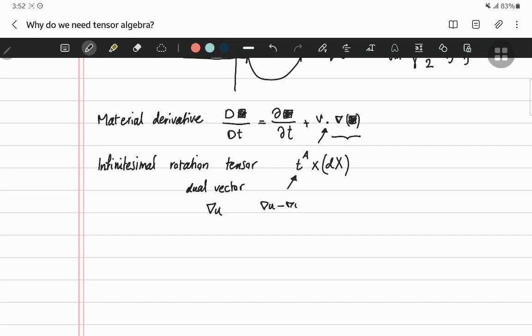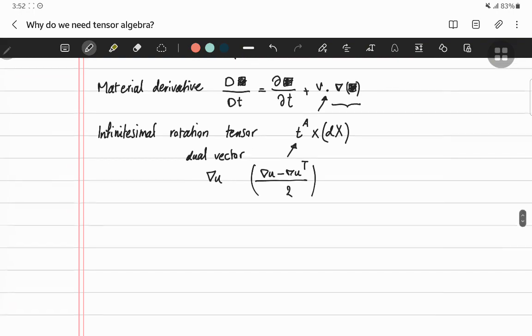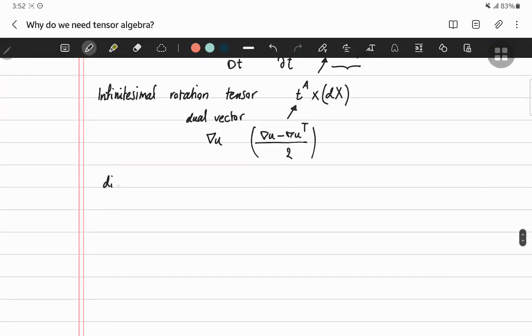So you have del u transpose divided by 2, if you recall. Then you will be able to write this as a vector, and the cross product will give you the infinitesimal rotation tensor here. Or we have another concept, dilatation, which is the change in volume of an element. So we show it by a small e. It is the divergence of u, so it is del dot u.